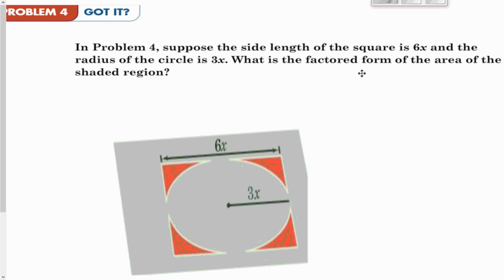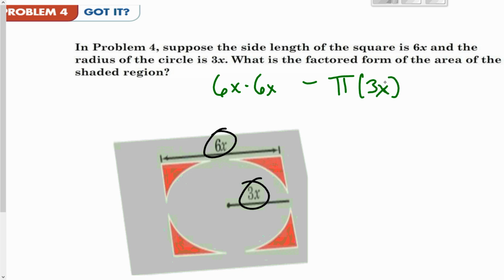Okay, this one is the same type of problem. Same exact problem. Just looks a little different. We just have a different side for our square here and a different side for our radius. So go ahead and pause the video, go ahead and do it. So the area of the outside would be our length times width. And then I'm going to minus the area of my inside, which is pi r squared. My r is 3x. This time my r is 3x, so I'm taking 3x times 3x.